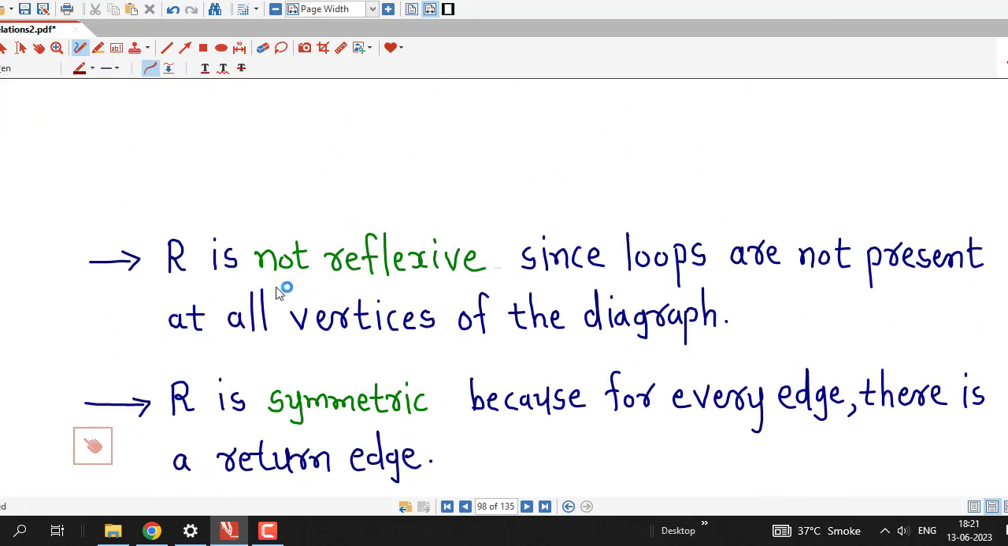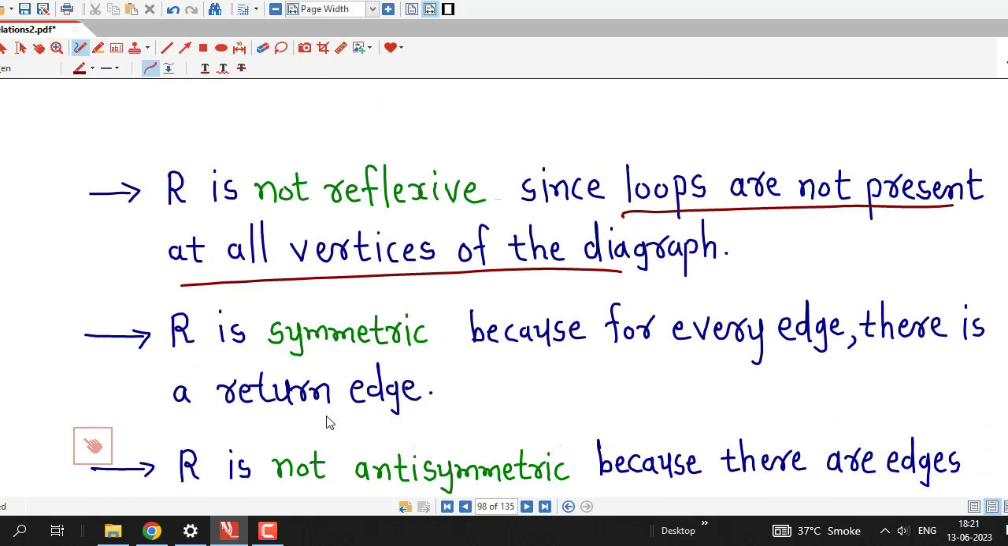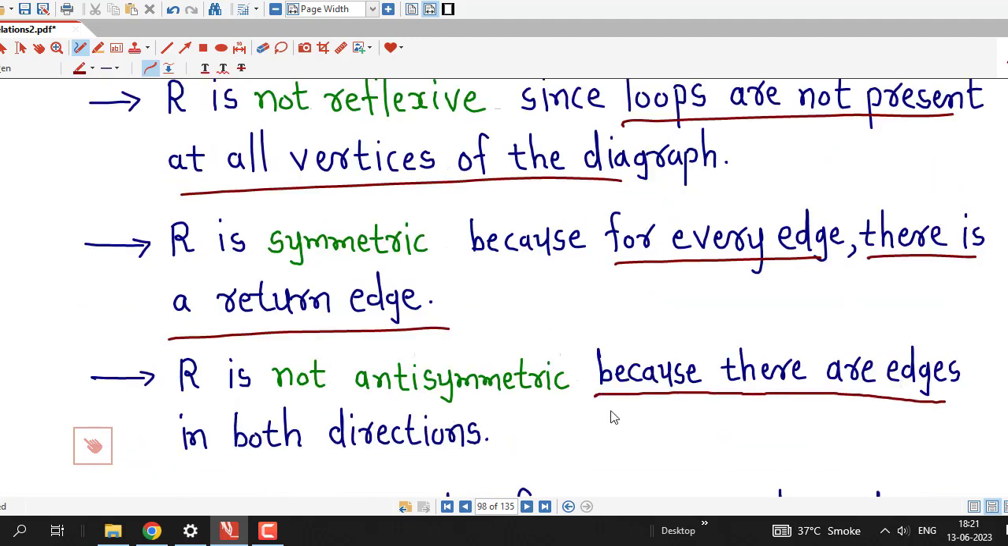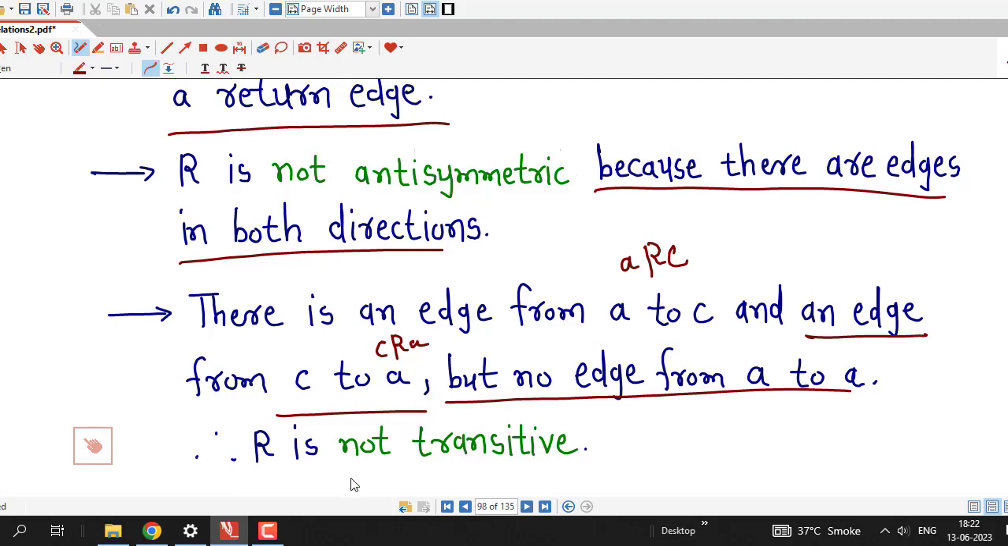I have written that relation is not reflexive since loops are not present at all vertices of the diagram. We have seen that for vertices A and C, loops are not present. R is symmetric because for every edge there is a reverse edge, and R is not antisymmetric because there are edges in both directions. And R is not transitive because there is an edge from A to C, that means A is related to C, and an edge from C to A, that is C related to A, but no edge from A to A, that is A is not related to itself, therefore R is not transitive.